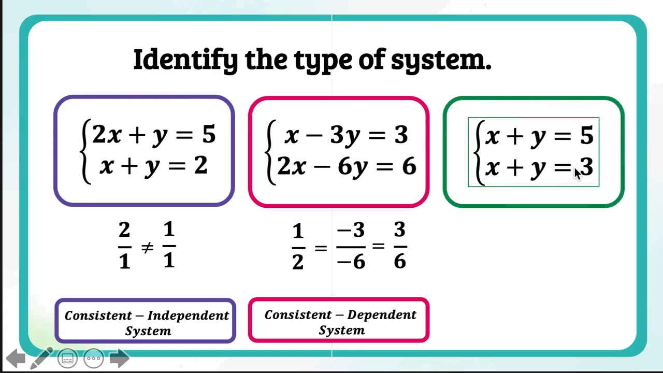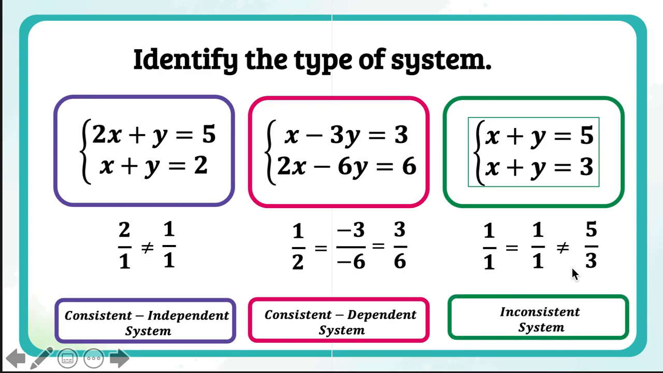Okay, so here, I'm going to write the numerical coefficients. So that will be 1 over 1. And then next one, 1 over 1. So definitely they are equal. And then last one will be 5 over 3. So they are not equal to 1. So therefore, this type of system is inconsistent system.